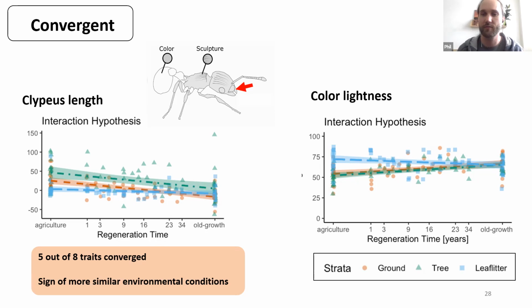And a similar thing is happening with the color lightness. So we can see at the beginning the leaf litter is really out there, has high color lightness, so lighter ants. And over time, the other 2 strata kind of follow them. And at the end, they're not distinguishable anymore in the community weighted mean in this aspect.